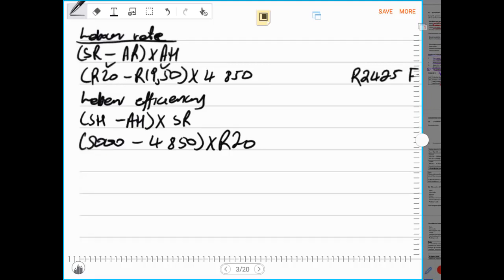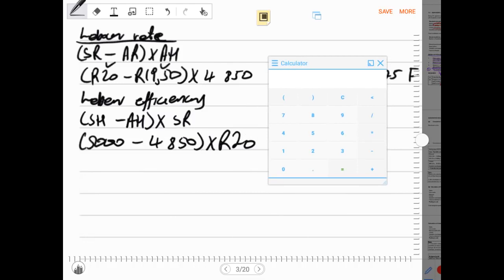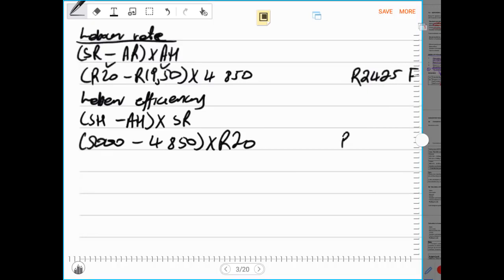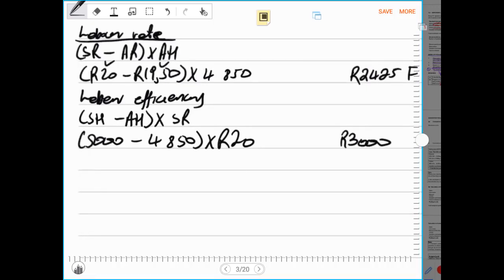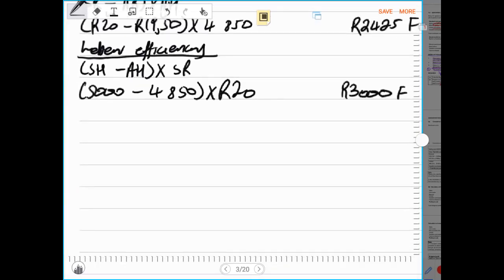Our standard rate per hour means the rate that our employees earn on an hourly basis. This is what we normally call hourly wage. So 5,000 minus 4,850 is 150, times 20 rand, which gets us to an amount of 3,000 rand, and this variance is favorable. So we have done the two variances, which are labor rate and labor efficiency.